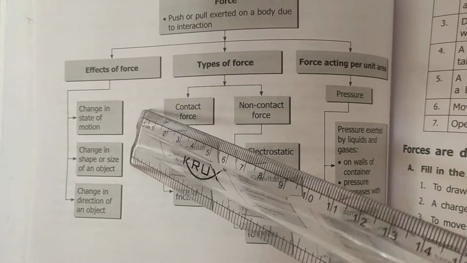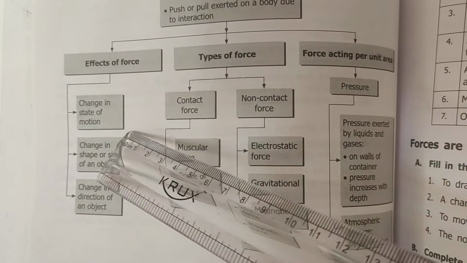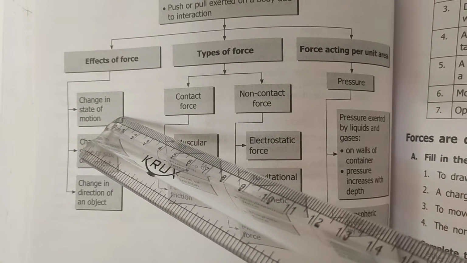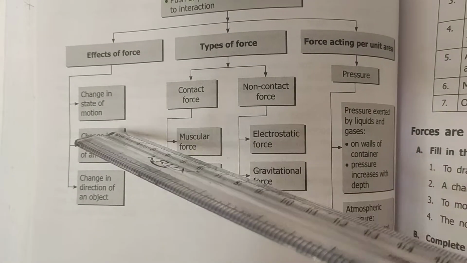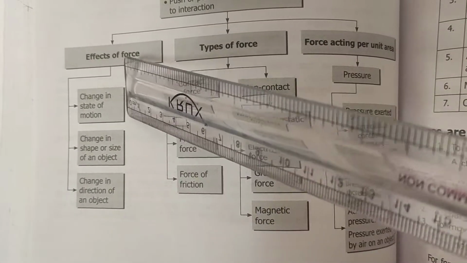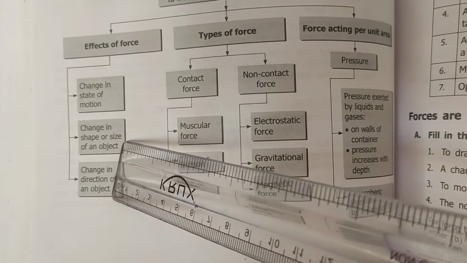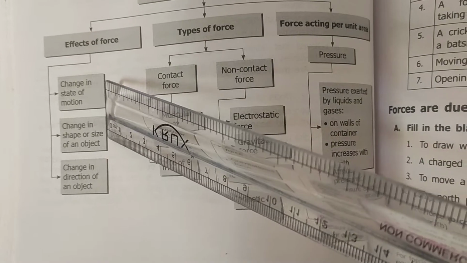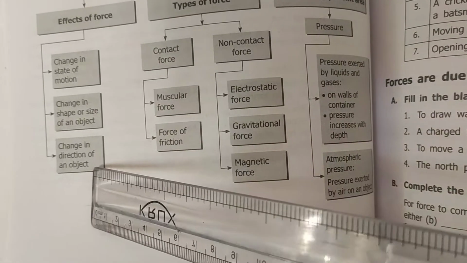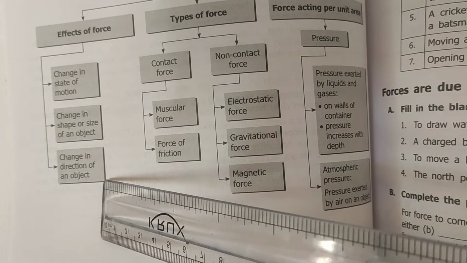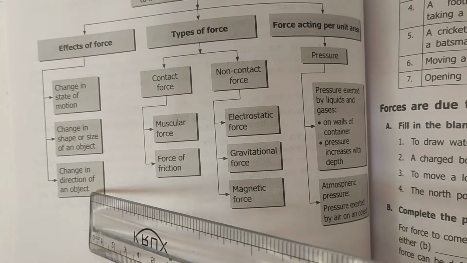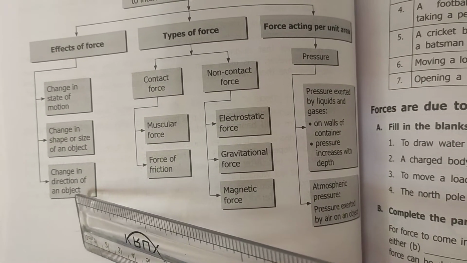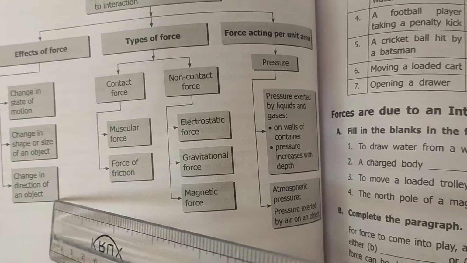Force can change the state of motion. The force can even move a stationary object, and force can also stop a moving object. Force can change the shape and size of an object. By applying force, we can change the shape and size of any object. Force can also change the direction of the object. By applying force, we can change the direction of motion of that object.